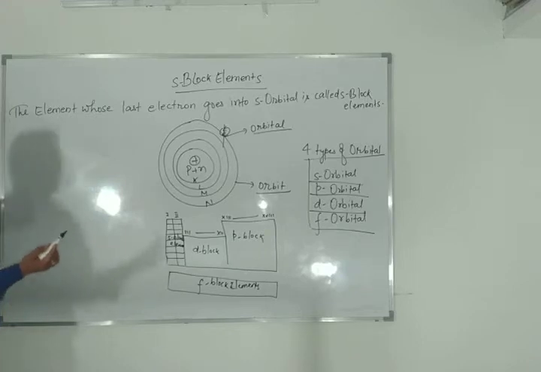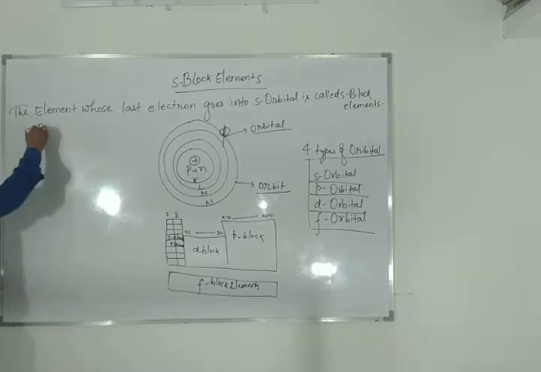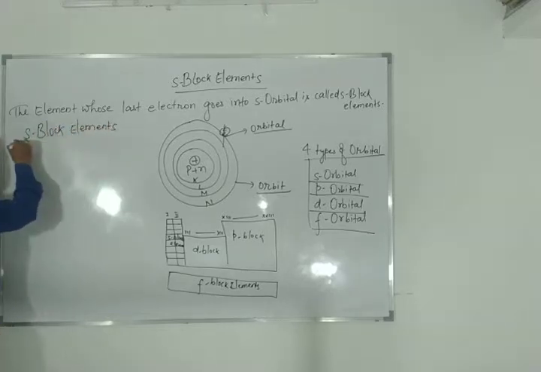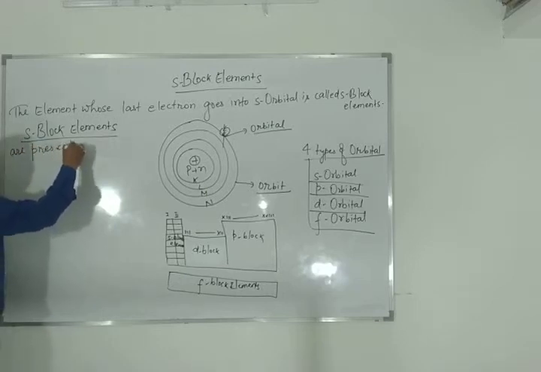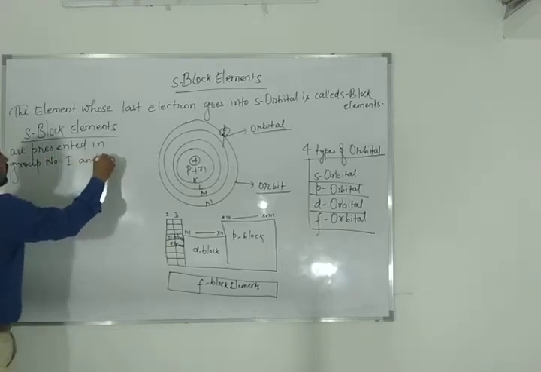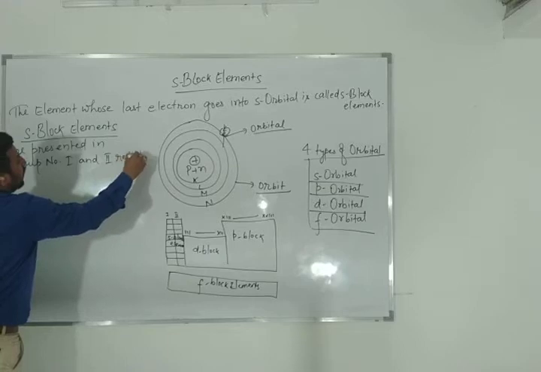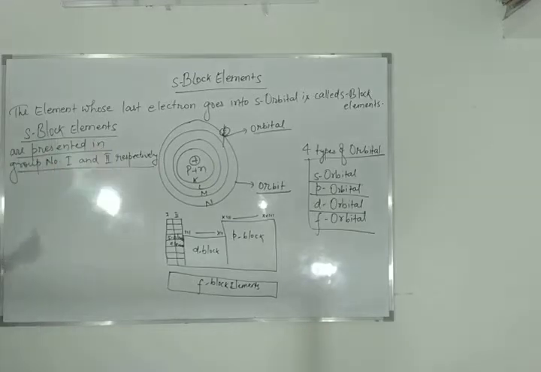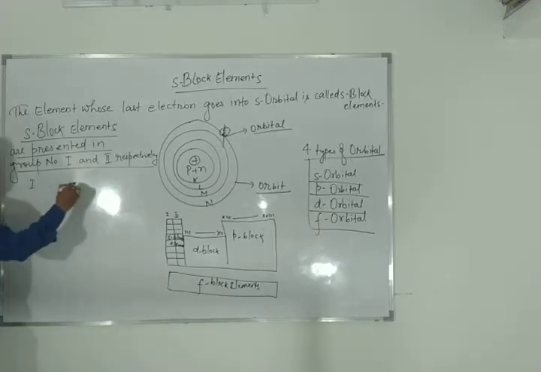Now, in general language, if I talk about the s block elements, they are present in group number 1 and group number 2 respectively, right? So as you have seen, s block elements are present in group number 1 and 2 respectively. Now, what are the elements in the s block? Means group number 1 elements and group number 2 elements.